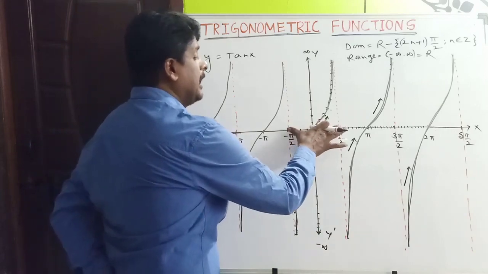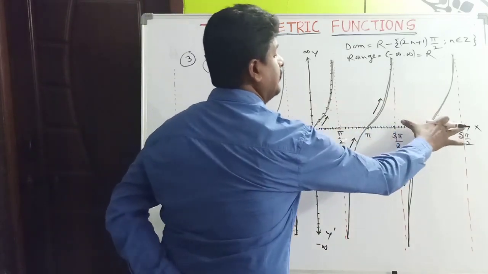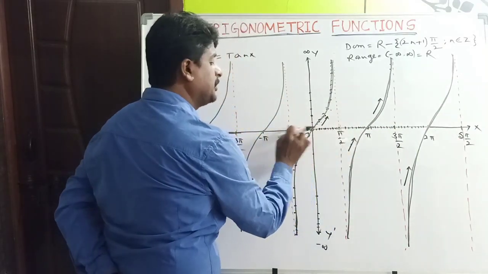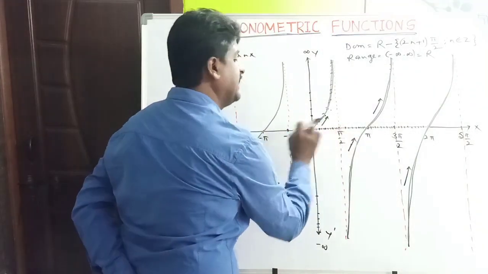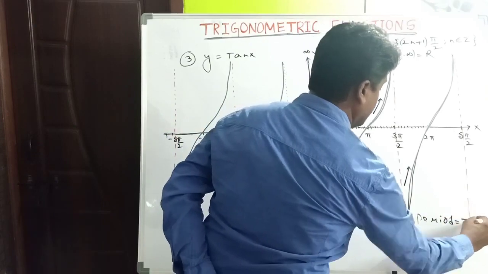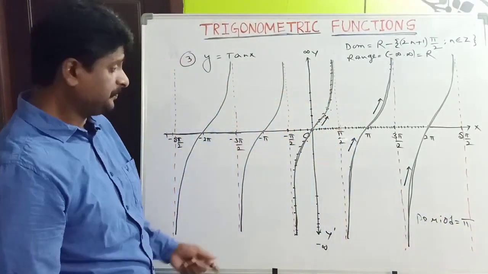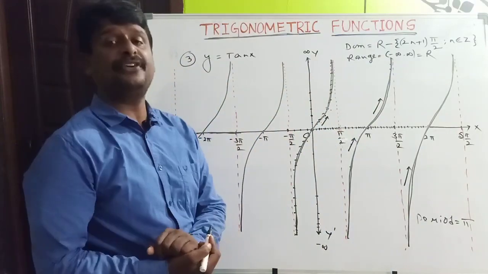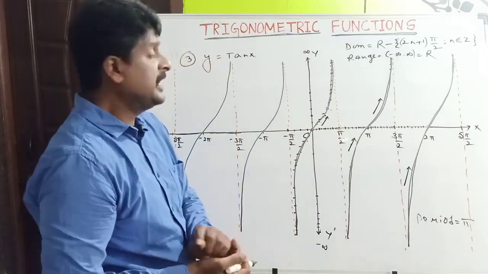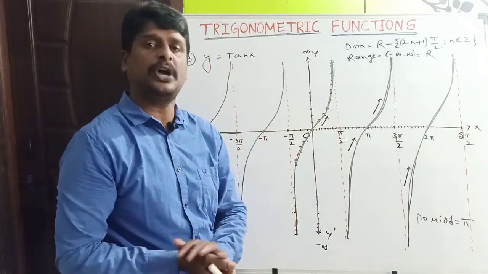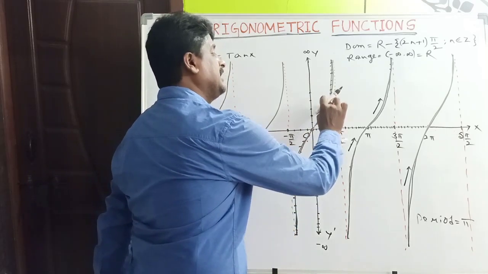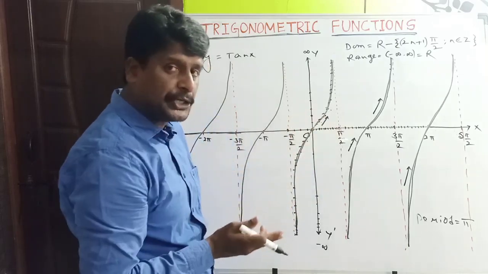What is its period? The length of this interval is called the period. What is its length? Here to here is pi by 2, here to here is also a distance of pi by 2. Total length is pi. That's why its period is pi. So tan x is a periodic function with period pi, and now the differentiability nature. See, from minus pi by 2 to pi by 2, it doesn't have any sharp edge. Even though it is intersecting at 0 and taking a turn, it is not a sharp turn.